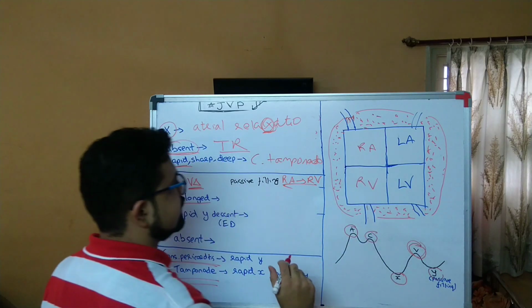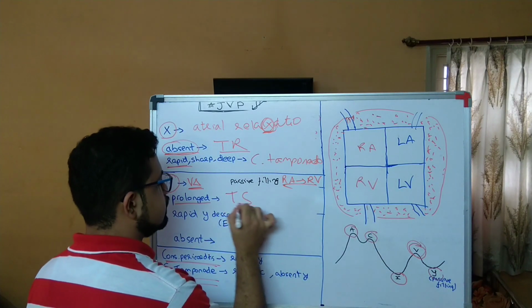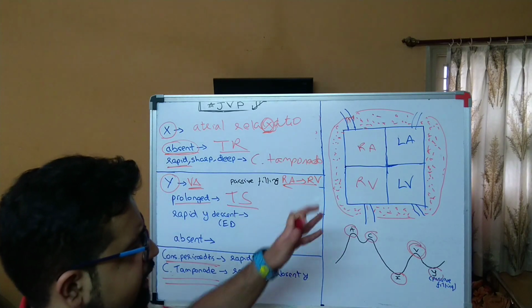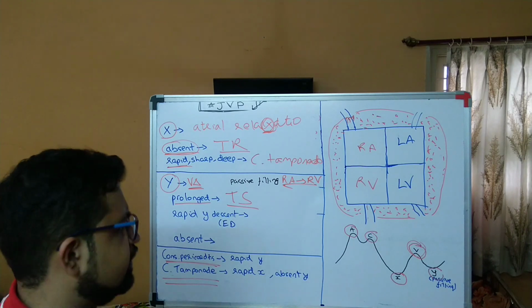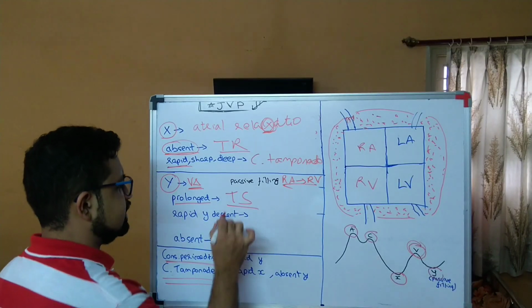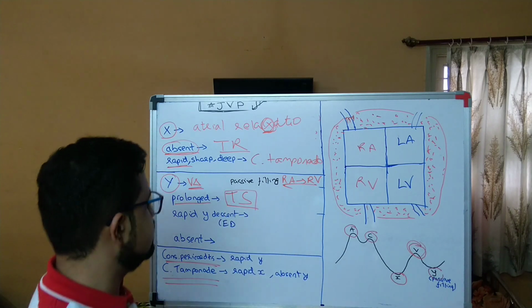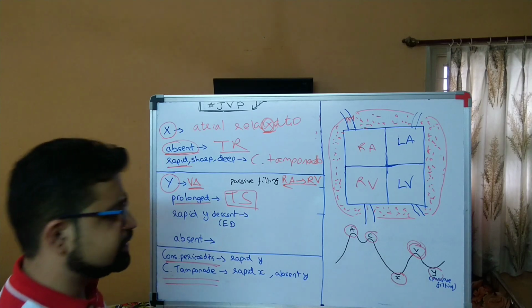In which condition would you get it? Imagine. Yes, tricuspid stenosis. Prolonged filling would occur in tricuspid stenosis. There is obstruction over here, there is stenosis over here. More time would be required for passive filling of the right ventricle from the right atrium. Am I making sense? Very easy, common sense, logic, right? So you get a prolonged Y descent in tricuspid stenosis.